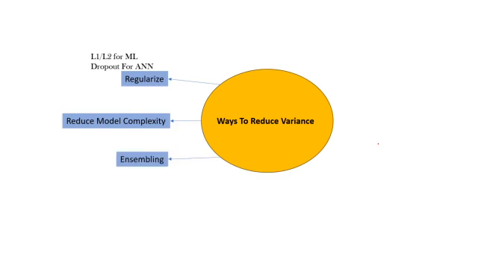Then you can use ensembling, where instead of using a single complex model, you can use multiple basic models and take the majority or the average of what they predict, as in bagging. Or you can improve the prediction by making the models work sequentially on the errors made by the previous model, as in boosting.